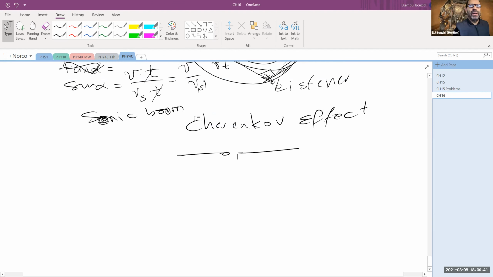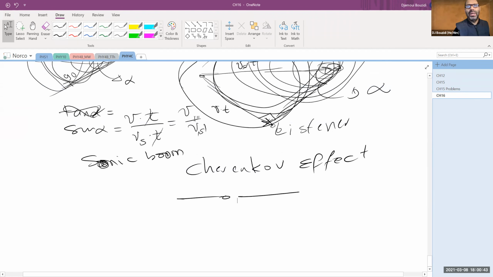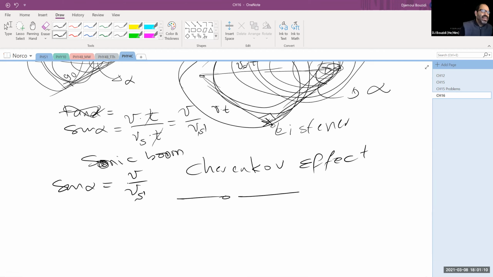The key relationship in here is this one, the sine of alpha, the shape of the sonic boom, is the ratio of these two velocities. Remember, v is less than vs, meaning the source in this case is moving faster than the speed of sound. So you can see the sonic boom forming. You cannot do it for light, because nobody can travel faster than light, but at least for sound you can. Make sense?